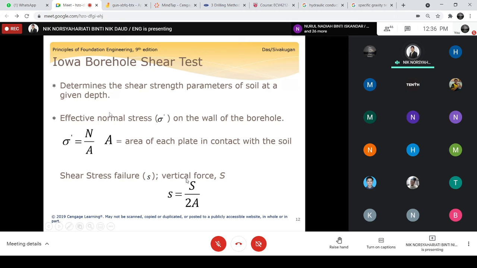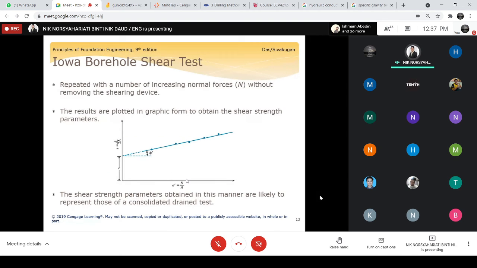At the same time, you can find out the effective normal stress by using this equation. Then there is the shear stress at failure, the parameter small s, which you can find out using this equation. But of course, you need the dimensions for your Iowa borehole shear test. Once you get the results, you can plot them into this figure or curve. Then you can find out your c and also the friction angle, which are the cohesion and friction angle of your soil.